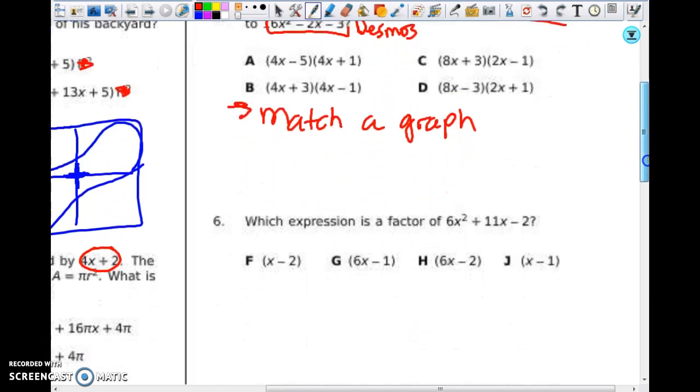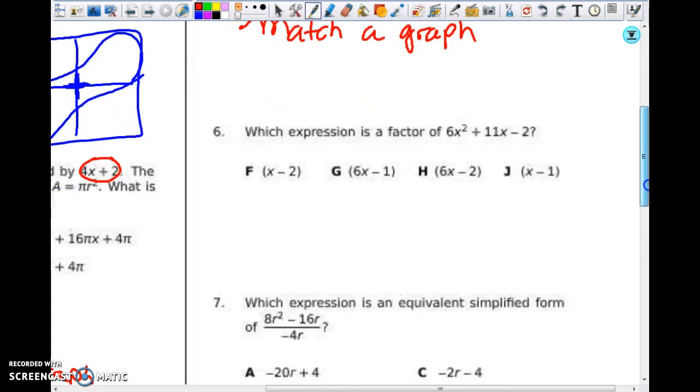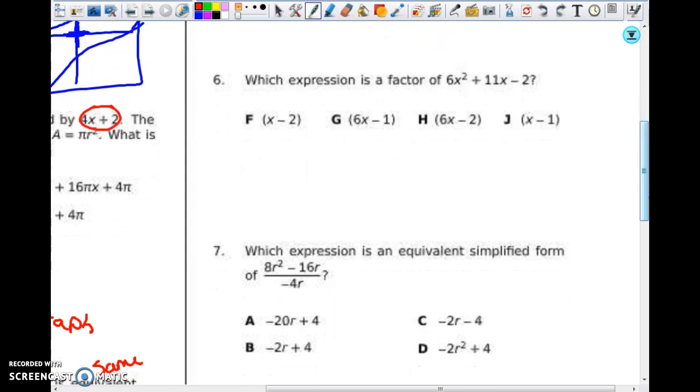That's easy. Okay, this is the one that y'all said something different. So, which is a factor of 6x squared plus 11x minus 2? So first of all, they only gave us how many factors? Just one. A factor. A means one. They gave us one factor. When they give you one factor, how do you find it?